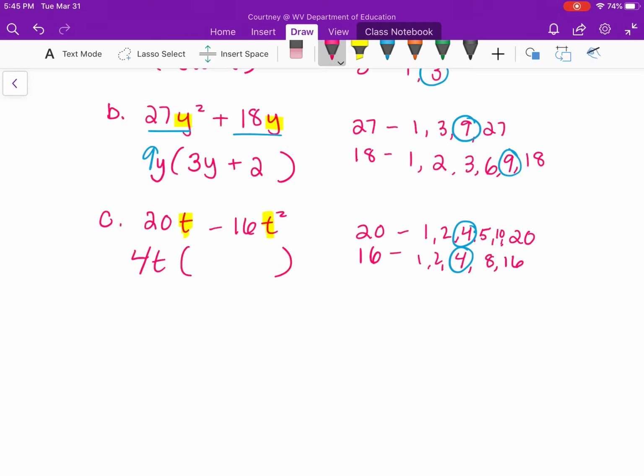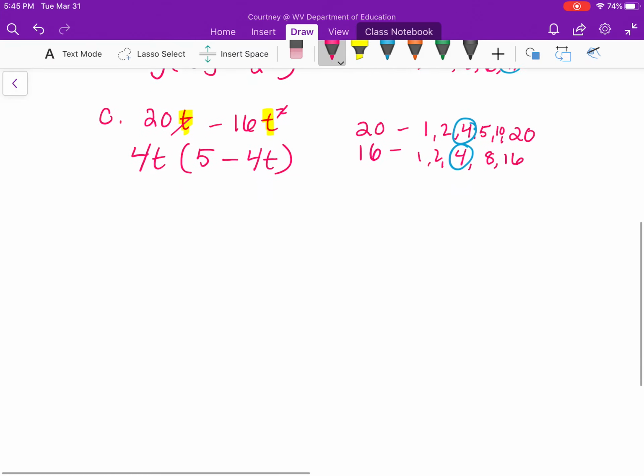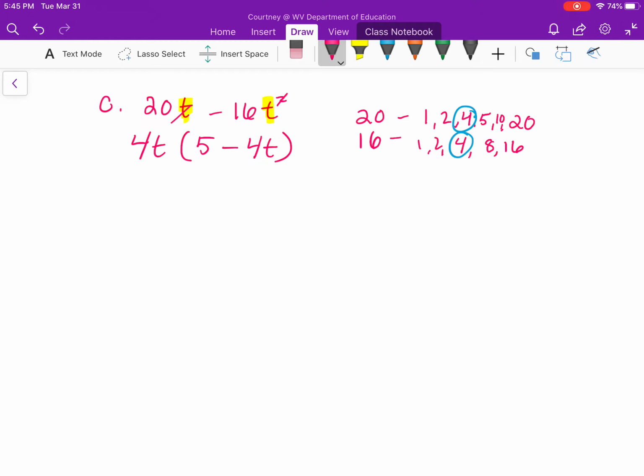Let's write what's left over. On the inside, we have a 20 divided by 4, which is 5. That t's gone. One of these t's is gone. 16 divided by 4 is 4. We just have 1t left. Okay, let's do one more example.